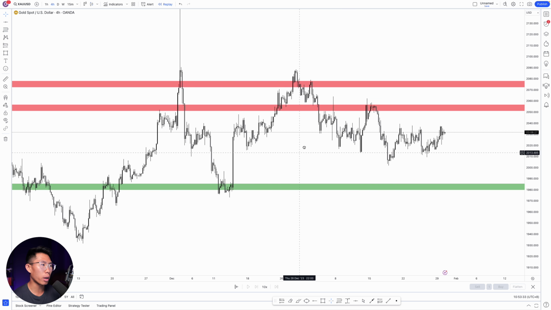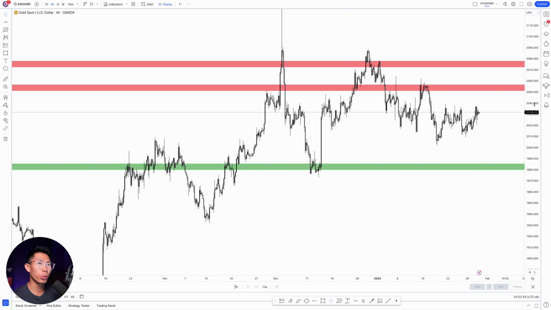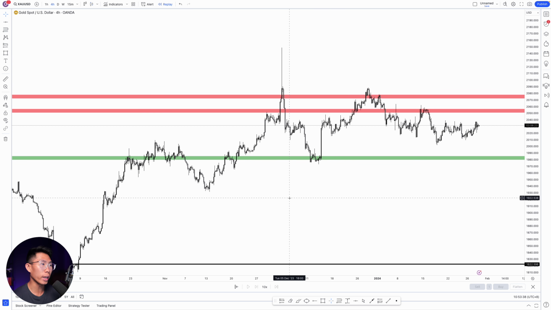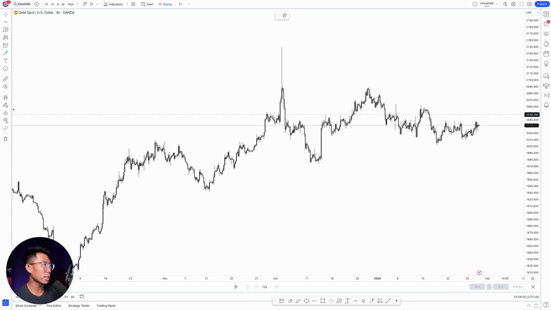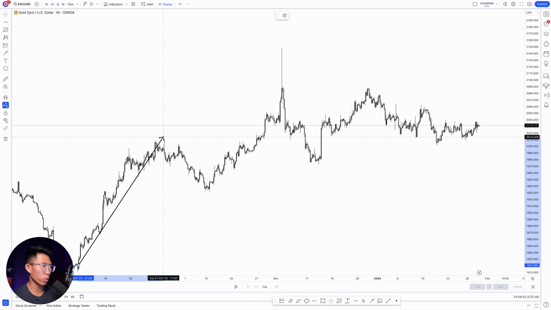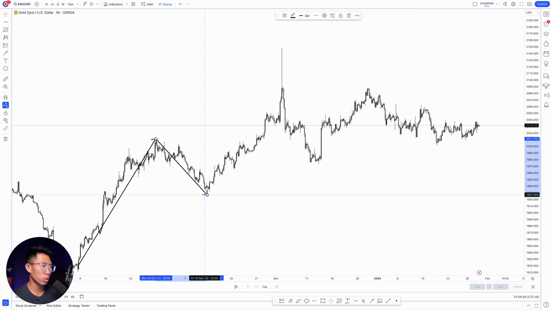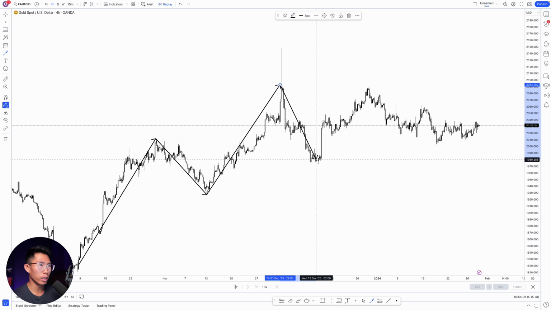At this point in time, we have marked up our supply and demand zones, but before we do that, we actually want to make sure that we look at the market structure first. So let me just make it clearer for you guys. As you can see, clear as day, price was in an uptrend, right? Price was creating higher highs, higher lows, and then another higher high right here.